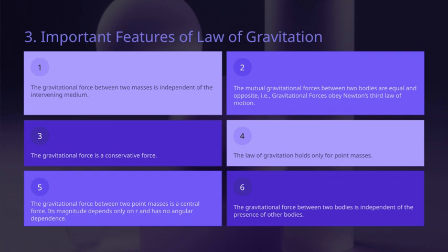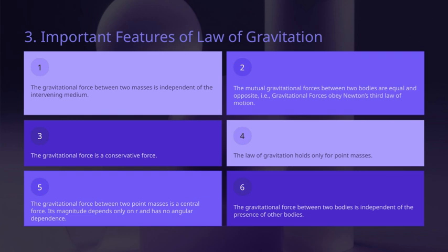This symmetry is fundamental to understanding how gravity works. Additionally, the gravitational force between two point masses is a central force. That is, the force acts along the line connecting the two masses, and its magnitude depends only on the distance between them, which we call r. Notice that there's no angular dependence here. It's purely along that straight line.